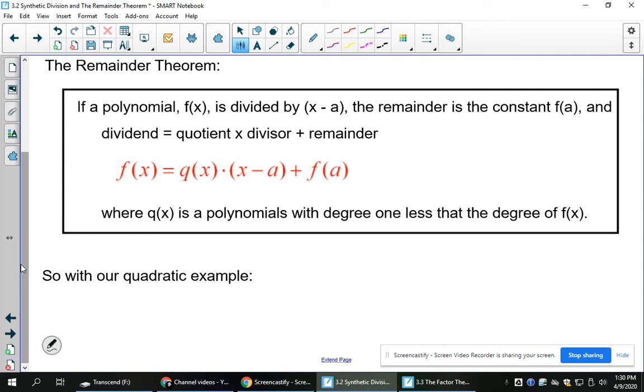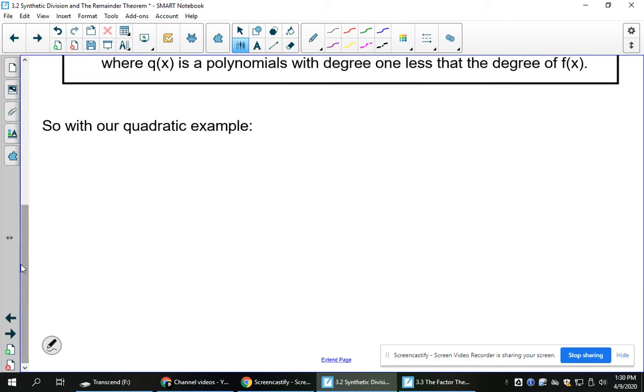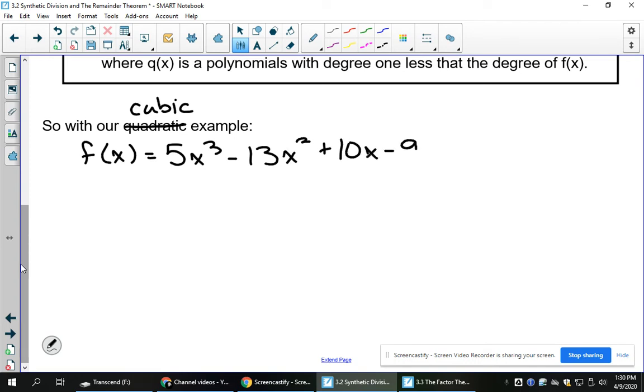So with our cubic example that we had, a function that looked like this. Again, I should write cubic here, but this is the same function we've been working with. And what we did is we tried to see if an x value of 2 would give us an x-intercept.